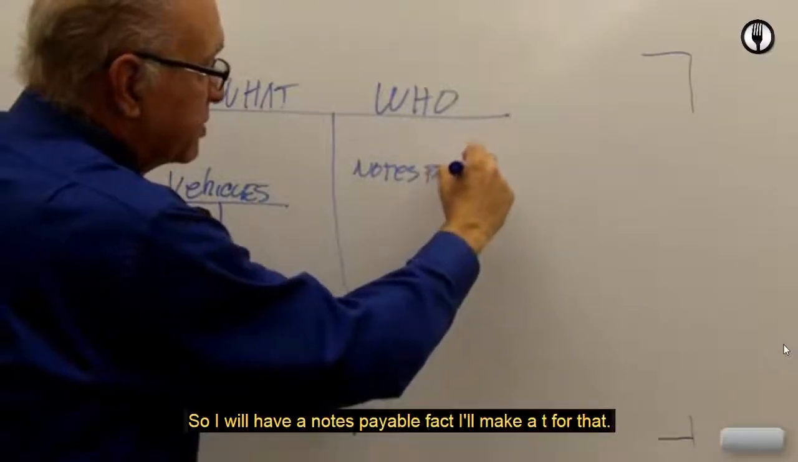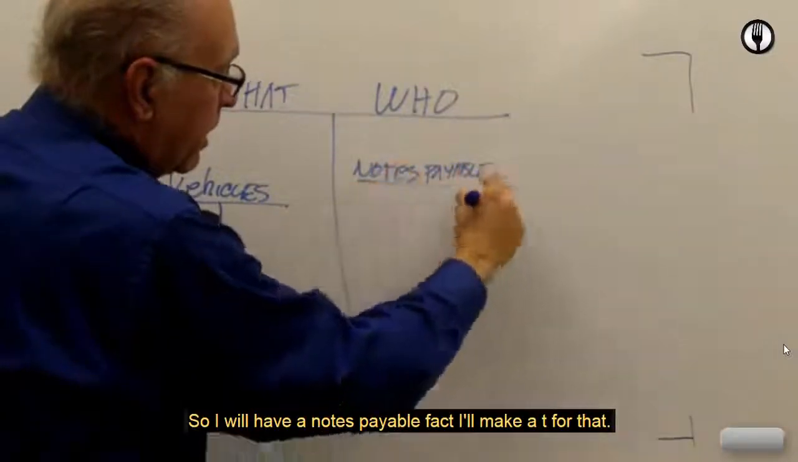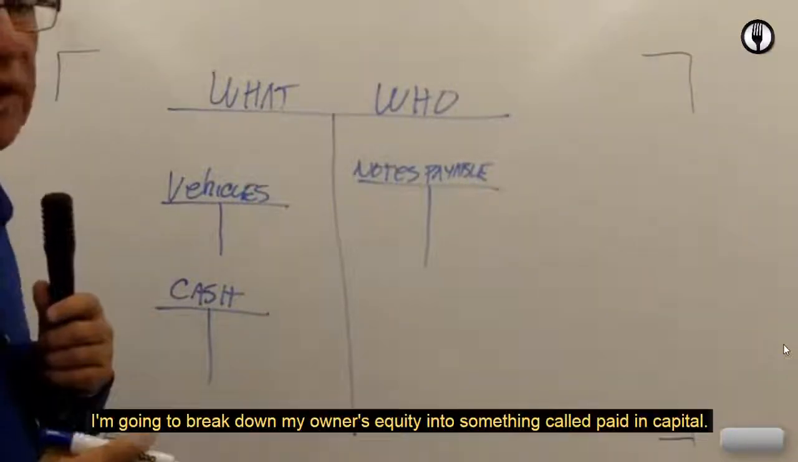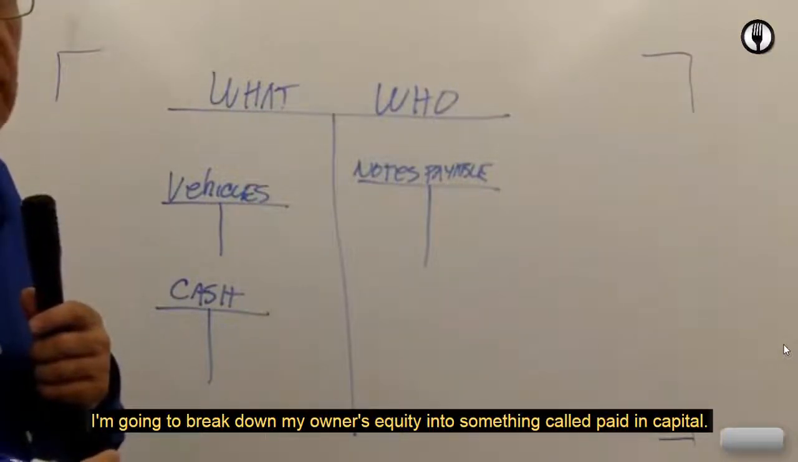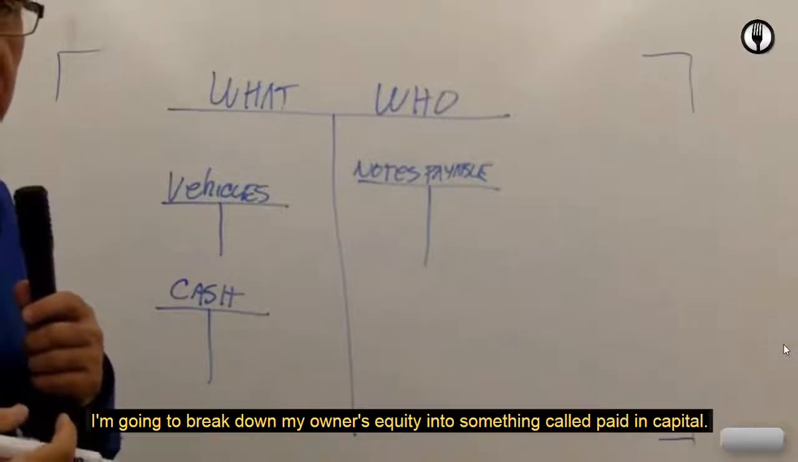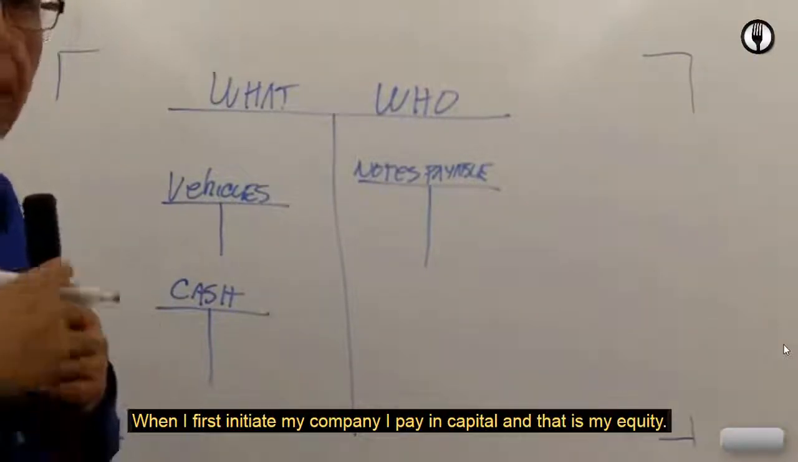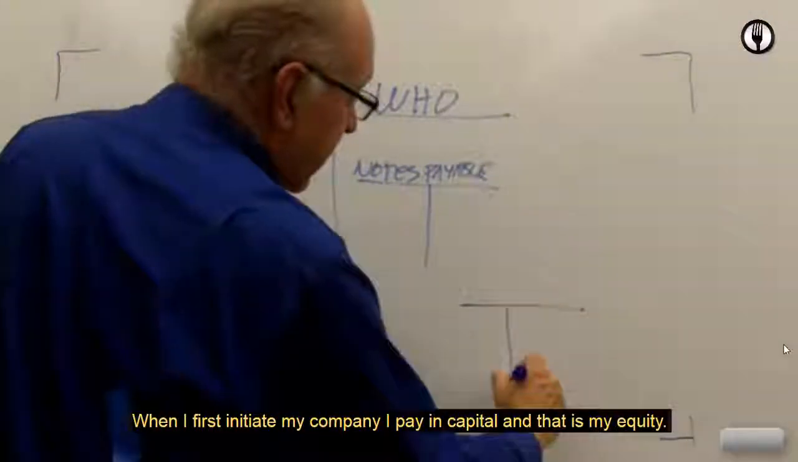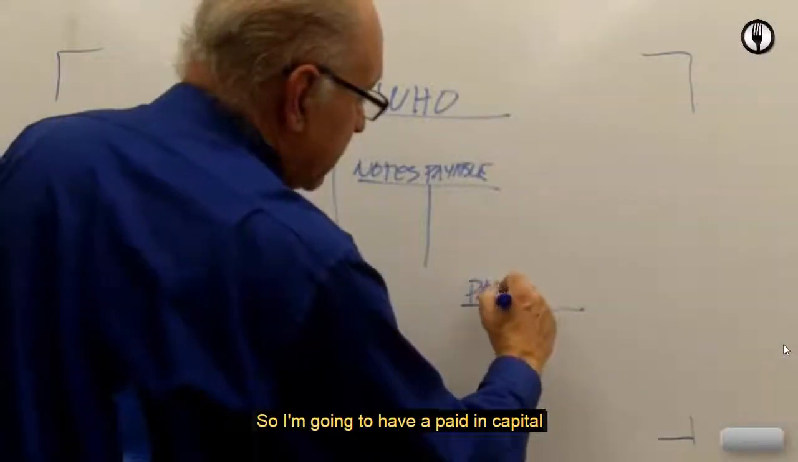On the who side, remember we had borrowed something from the bank? So I will have a notes payable. In fact, I'll make a T for that. I'm going to break down my owner's equity into something called paid-in capital. When I first initiate my company, I pay in capital, and that is my equity. So I'm going to have a paid-in capital.